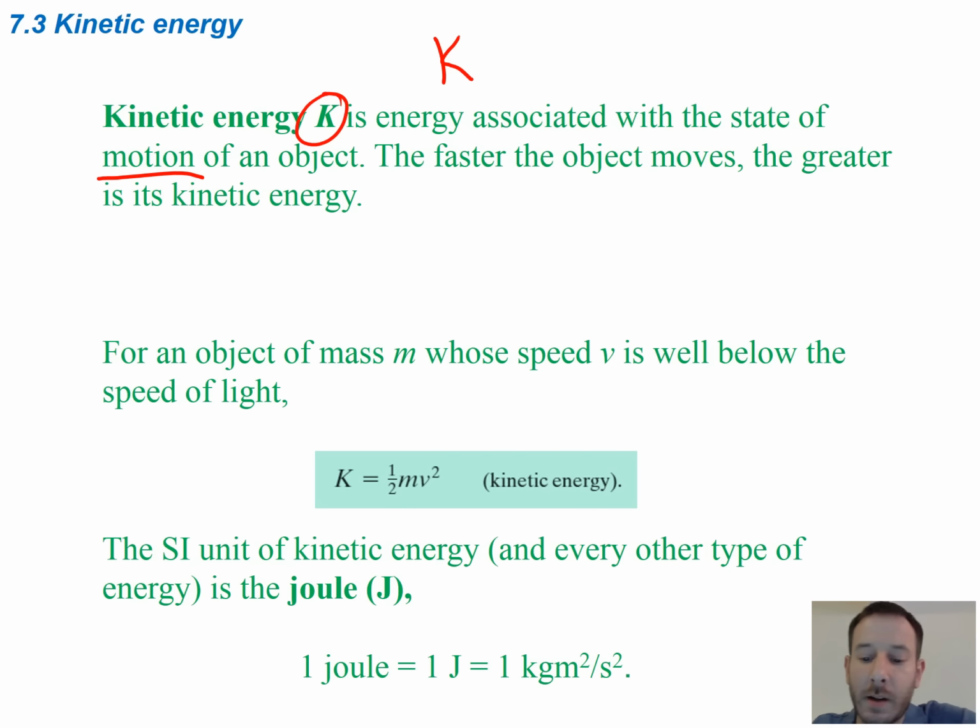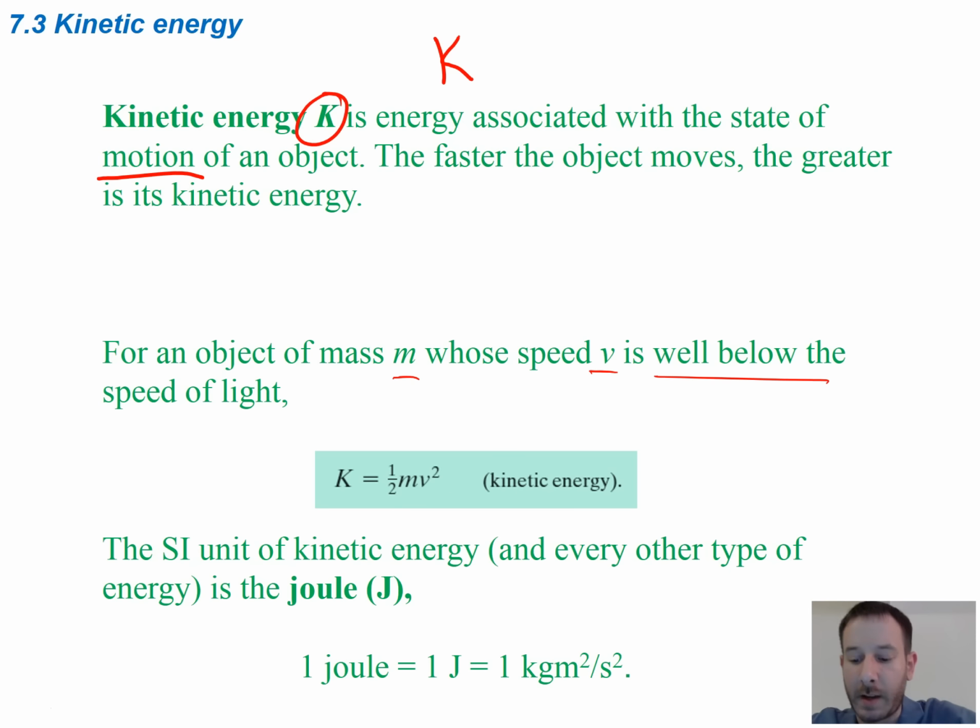For an object of mass m, whose speed v is well below the speed of light, so we're talking about basically what we've been talking about in class, not anything close to the speed of light, which would be relativistic, and we're not getting into that in this course, our kinetic energy relationship is going to be K = 1/2 mv squared, where m is the mass of the object and v is the velocity.